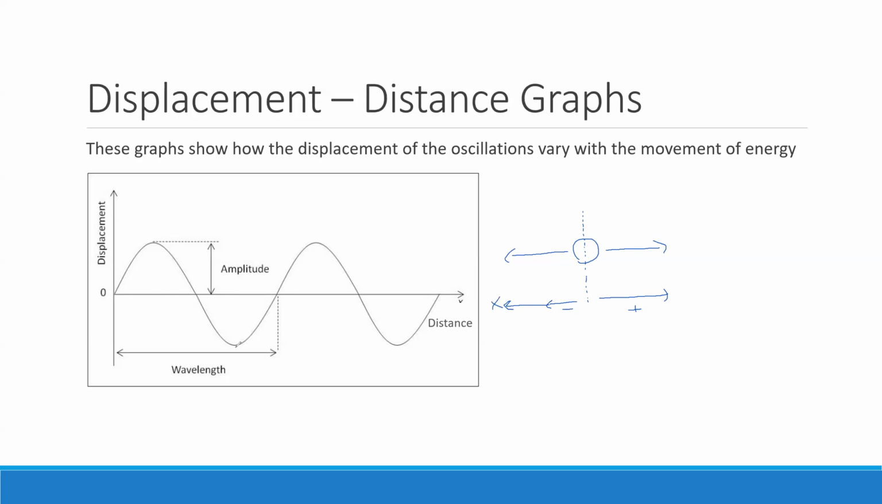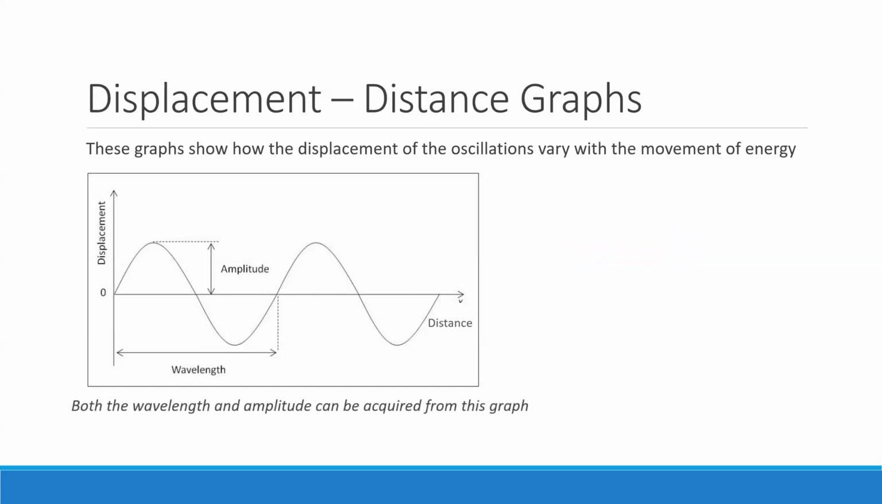So if we look at this graph, at this section here, the particle is all the way to the left. It has maximum negative displacement, whereas the particle over here, or any repeated oscillation, is going to be in this section here, where there's maximum positive displacement. So these graphs are really useful because they help us understand the position of your particles as you go through the distance. Now, both the wavelength and amplitude can be acquired from this graph.